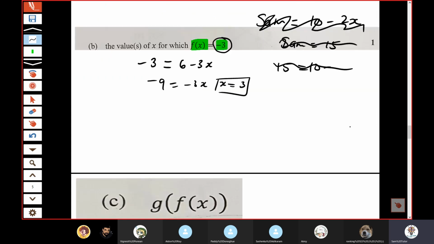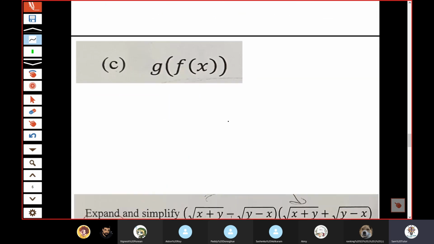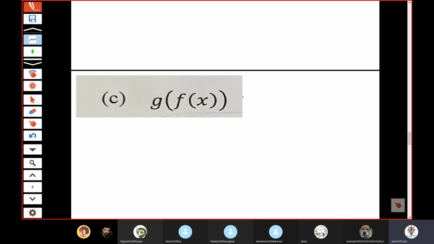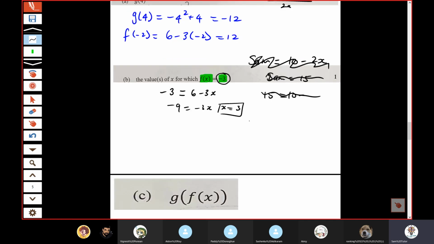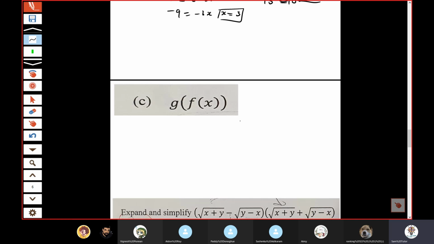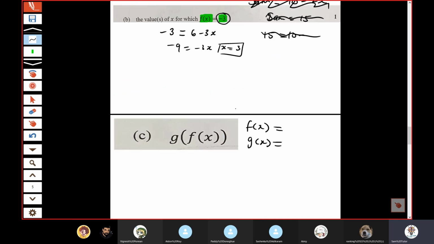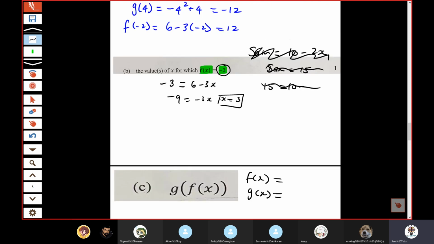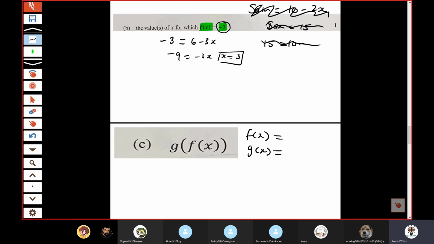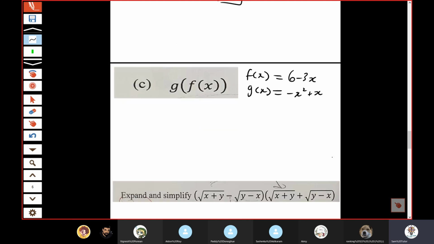Mimic an exam, pretty much, is what I used to call it. G of f of x. Okay, what does that mean? Well, let's write them down here quickly. F of x was 6 take away 3x. That's just saying, for which this, like that's it. Part B is done, you're up to part C. F of x was 6 take away 3x. G of x was negative x squared plus x.